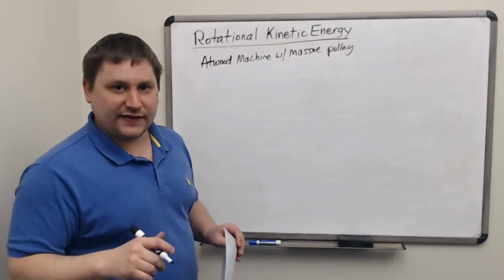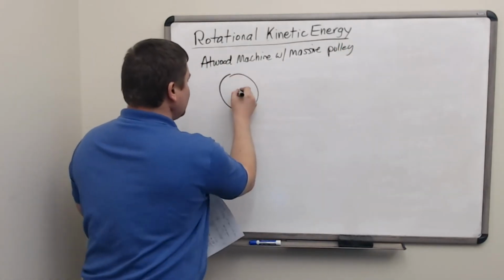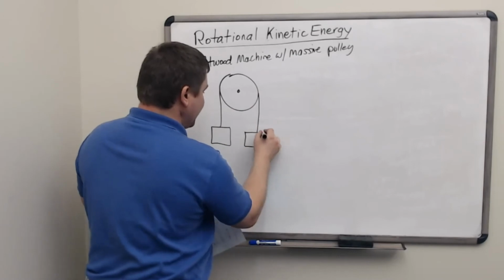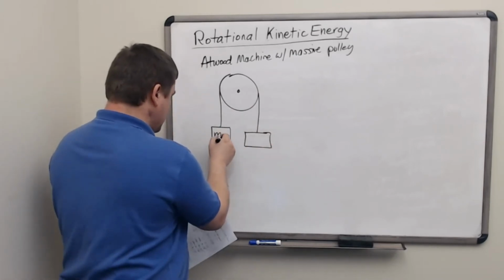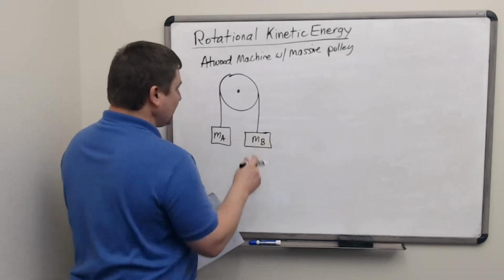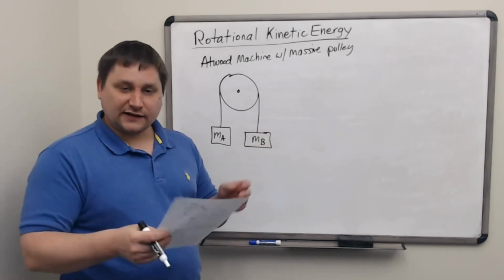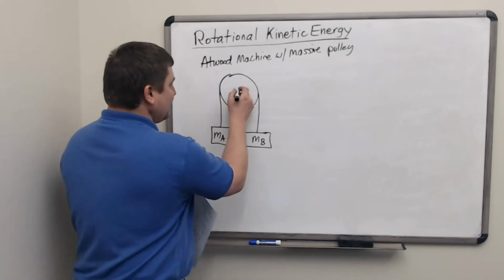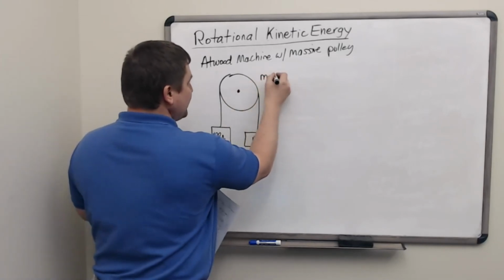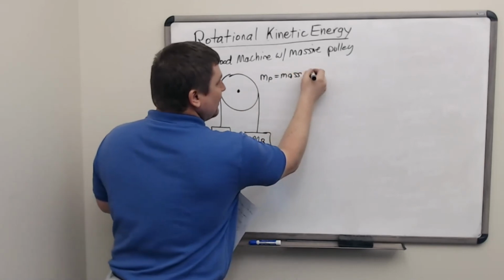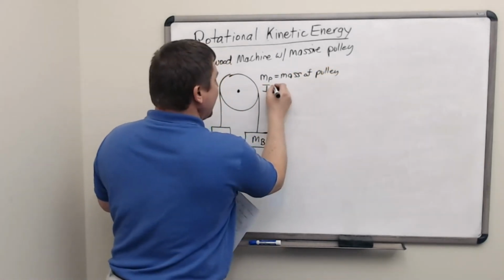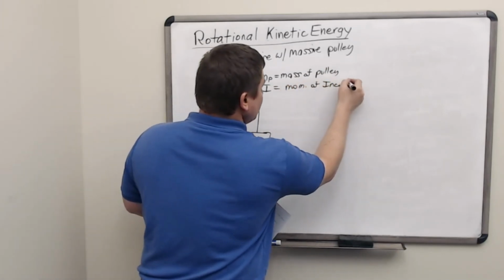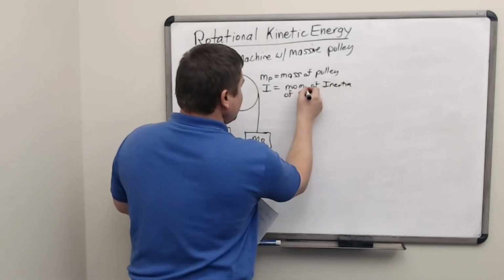In our previous approaches to the Atwood machine, which was a wheel with a string over the top and two different masses on each side, our previous approach was to ignore the motion of the pulley, say that the pulley is massless, say that the pulley is an ideal pulley, or something like that. Now, we are not going to do that. We're going to say MP symbolizes the mass of the pulley, and I symbolizes the moment of inertia of the pulley.